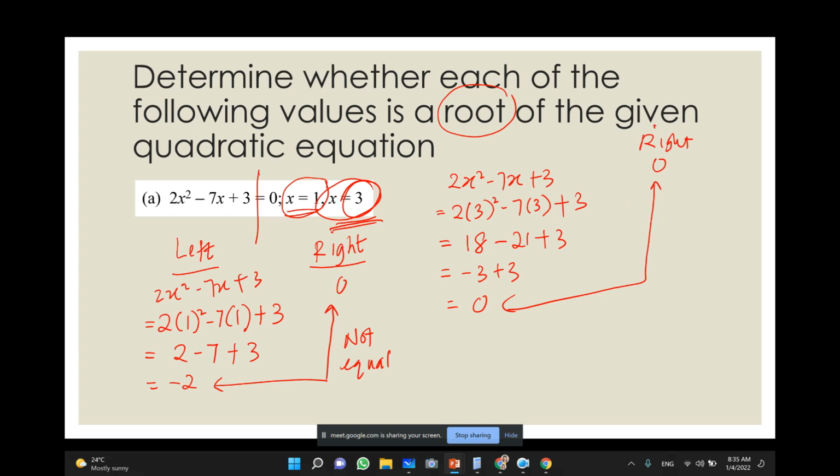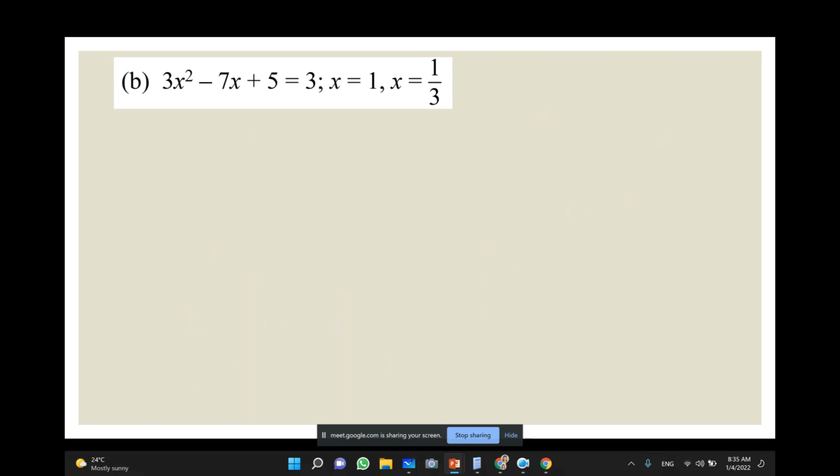Okay. Now we look at another example here. You're given this quadratic equation, 3x squared minus 7x plus 5 equal to 3. You need to determine whether x equal to 1 or 1/3 is the root of the equation. So first, again, on the left, we have 3x squared minus 7x plus 5. What do we have on the right? Very good, we have 3 on the right. So now we carry on.